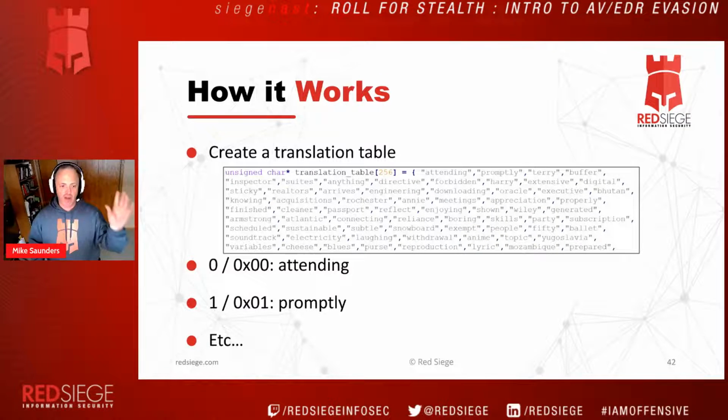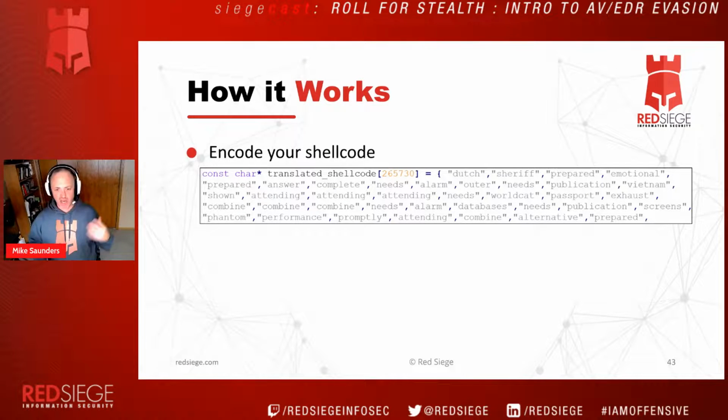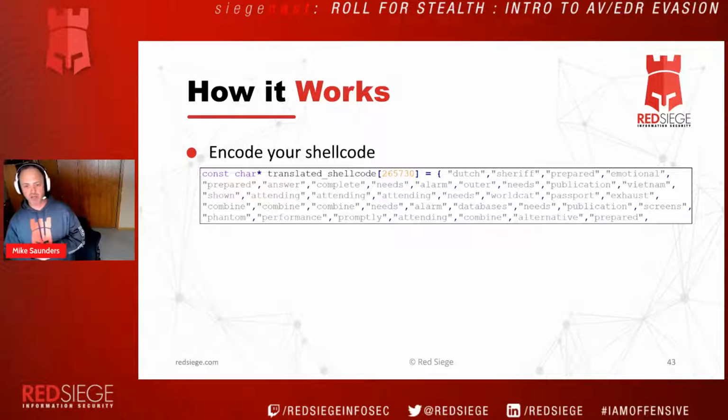So we talked about how this works. Attending is position 0, it's 0. Promptly, position 1, represents a 1. So now we use some type of script to encode our shellcode. So this happens to be a Cobalt Strike beacon that I've got here.